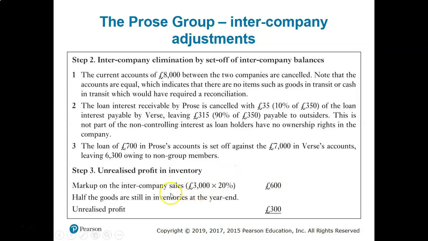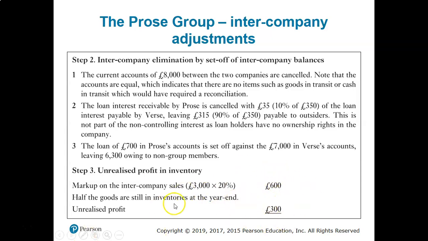And half of the inventory is still remaining in the books of the subsidiary. That means half of the profit is unrealized. That is supposed to be deducted, right? If the profit is earned, if all the goods purchased from the parent were sold out by the subsidiary, then we don't need to adjust anything.